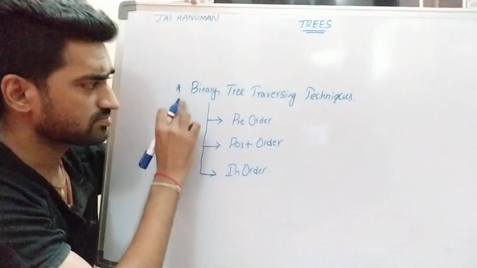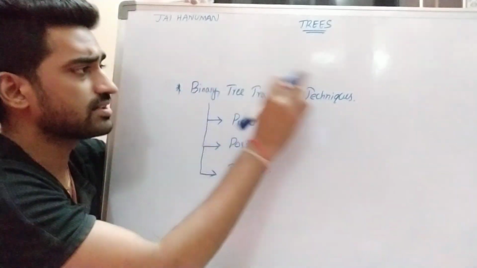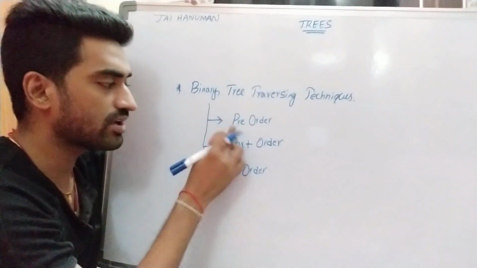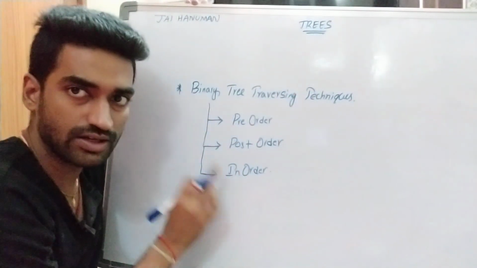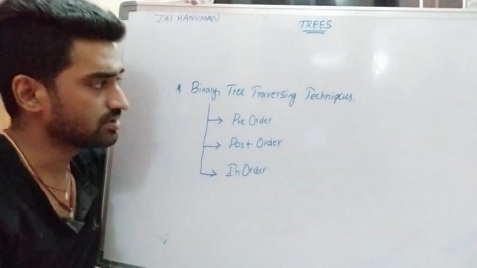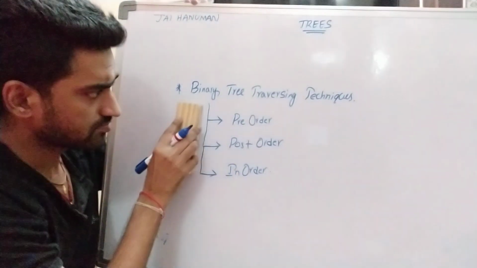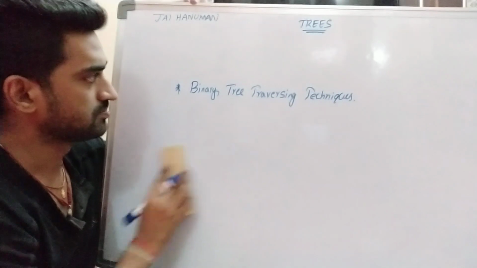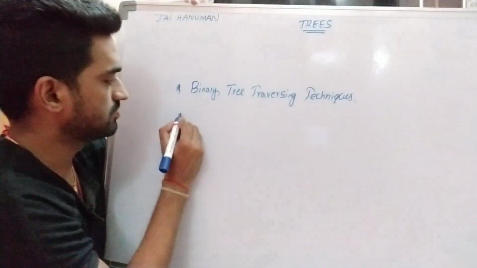So there are three types of binary tree traversing operations: pre-order, post-order, in-order. We are discussing them one by one, right? So what is the first technique? Pre-order.